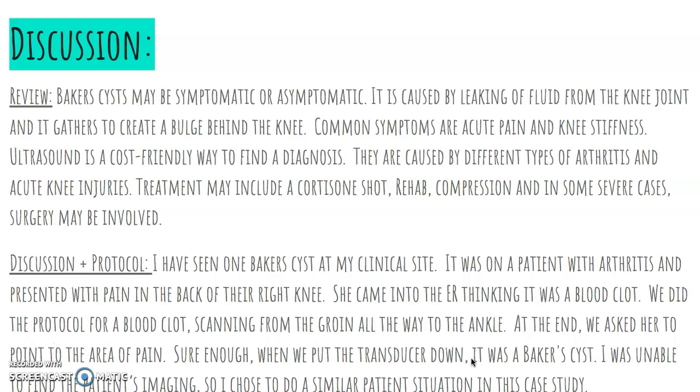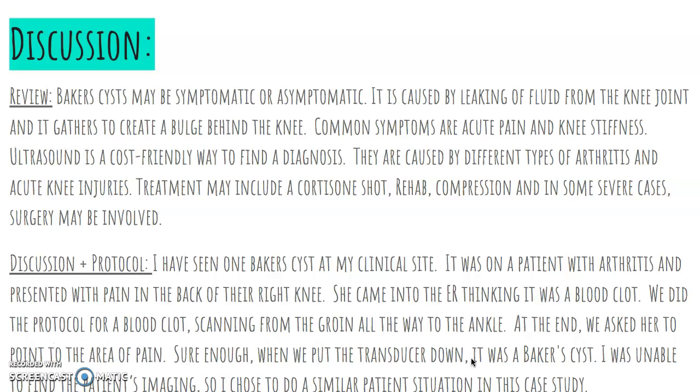I've actually seen a Baker cyst on my clinical site. It was a patient that had a history of arthritis, and they had pain right behind the back of their knee. They were thinking it was a blood clot. They had a history of blood clots before. We did the protocol first of going all the veins down, squishing to make sure there wasn't a clot. Then we asked her specifically where her pain was.